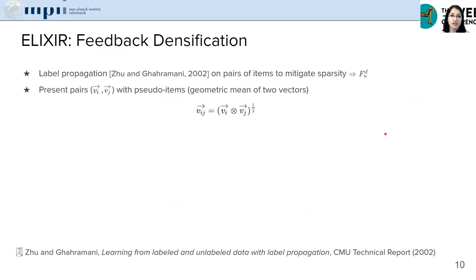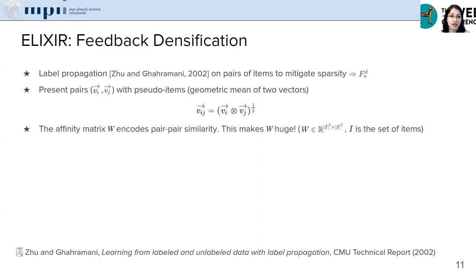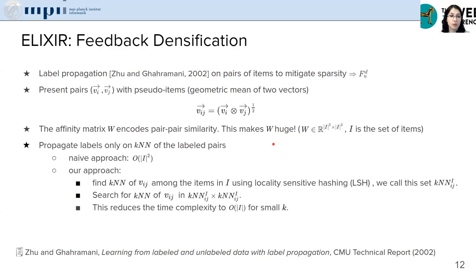For this, we first turn each pair of items into a pseudo item by computing the geometric mean of their feature vectors. The original label propagation algorithm requires an affinity matrix W, which encodes the similarities between the data points. In our problem, we propagate the labels on pairs. So the affinity matrix here contains pair-pair similarities. And this makes the matrix W extremely huge and it prohibits its full materialization. So instead, we populate a small subset of matrix W by only considering the k-nearest neighbors of the label pairs.